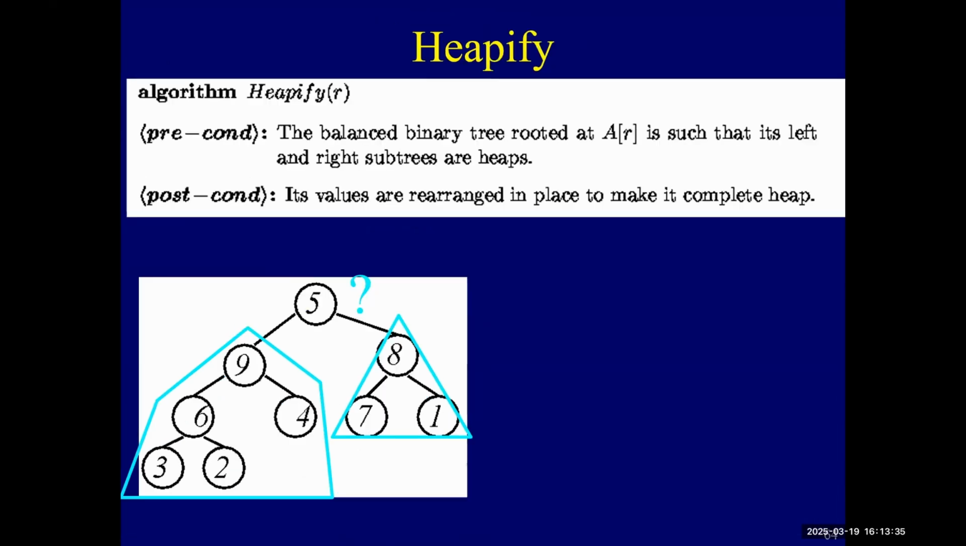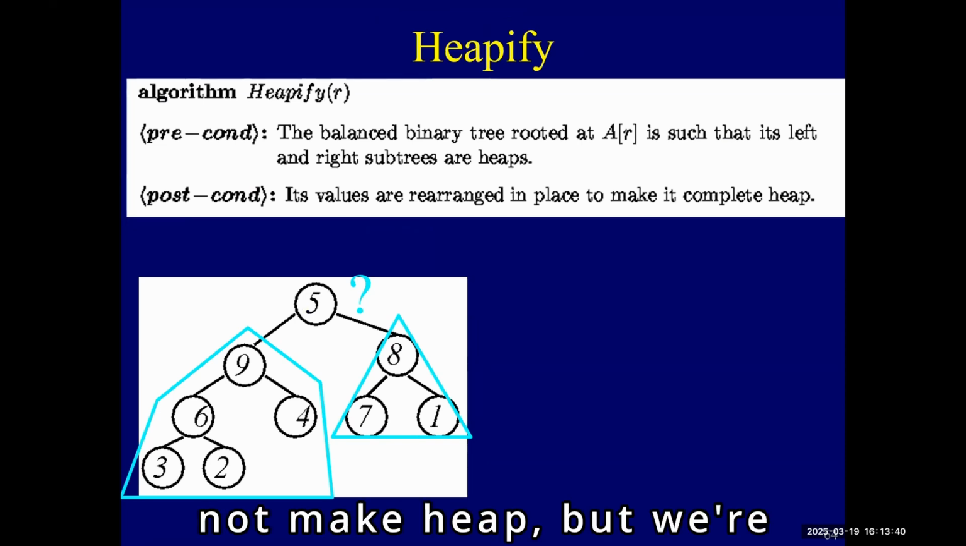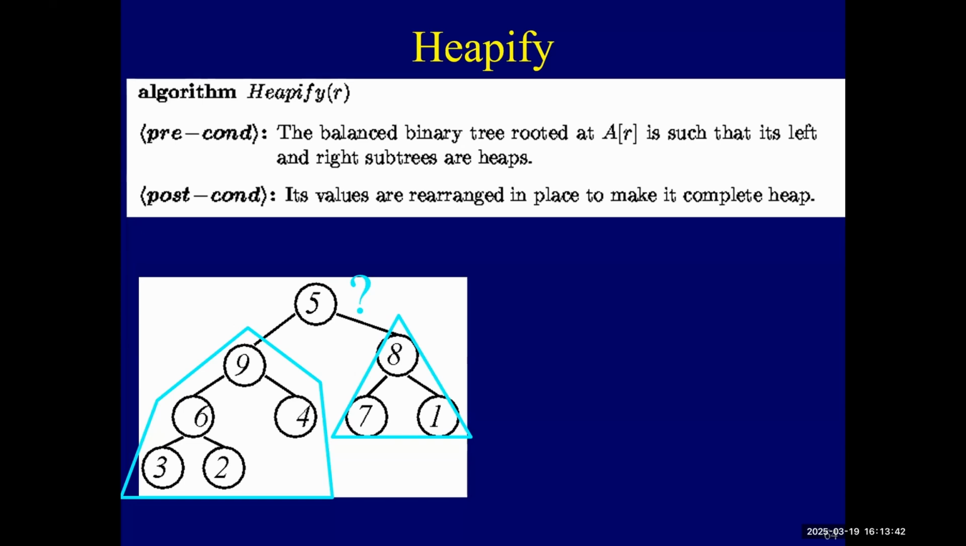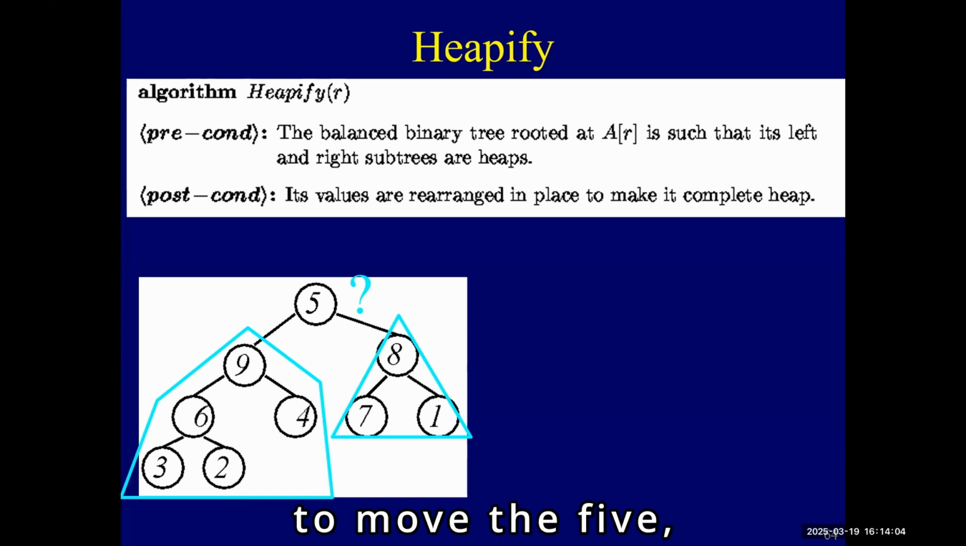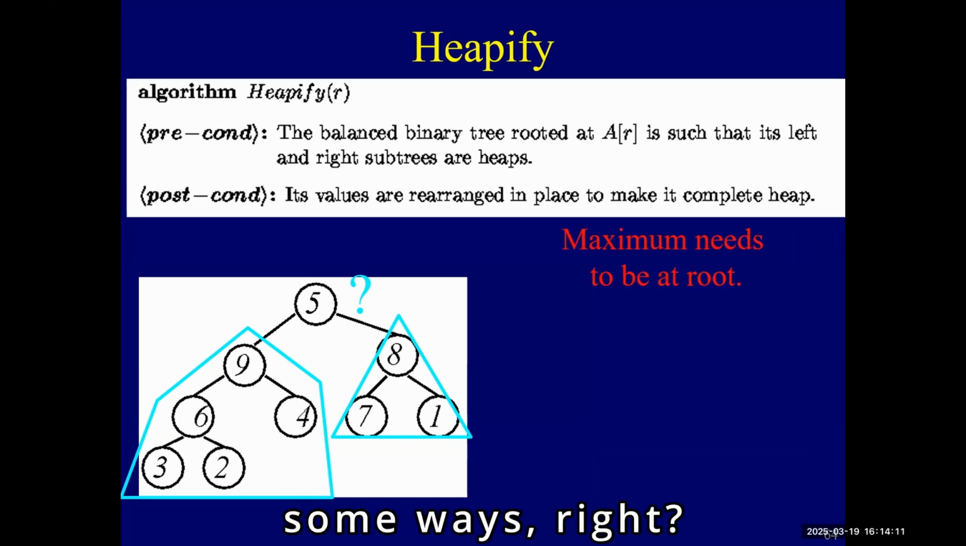So now we have a new routine we call not make heap, but we're calling it heapify. What it does is the precondition is that the left subtree is a heap and the right is a heap, but we don't know about the root. The root's a problem. And what we basically have to do is move the 5, put the 5 somewhere good. And it's kind of like merge sort in some ways, right?